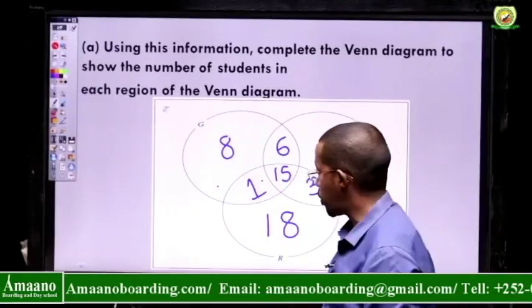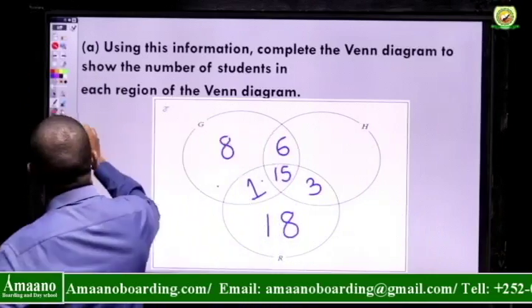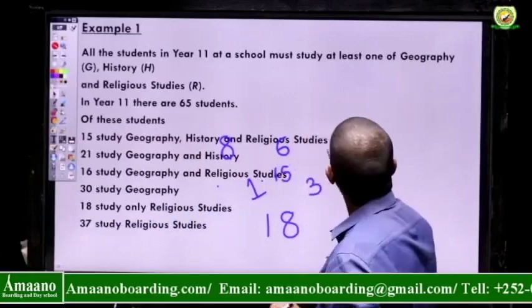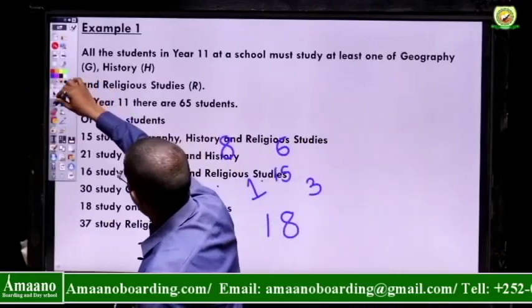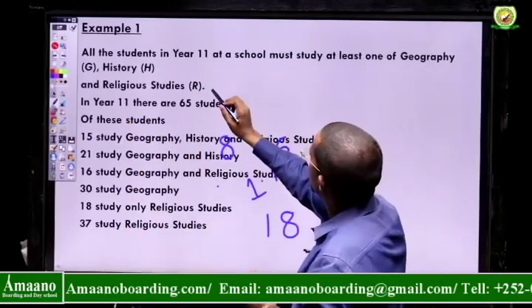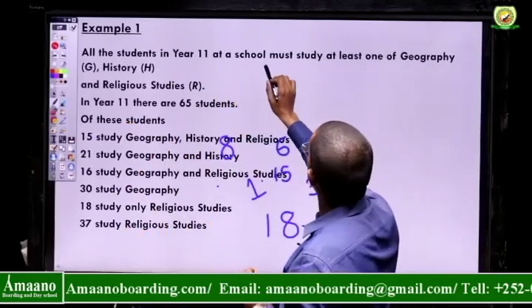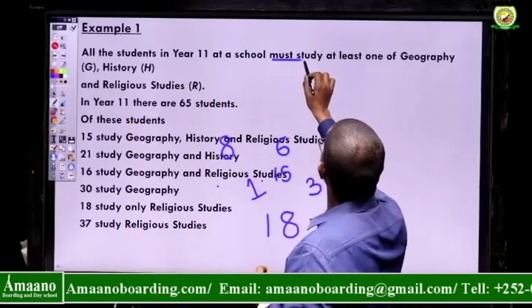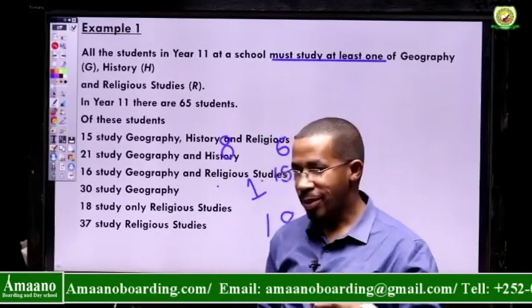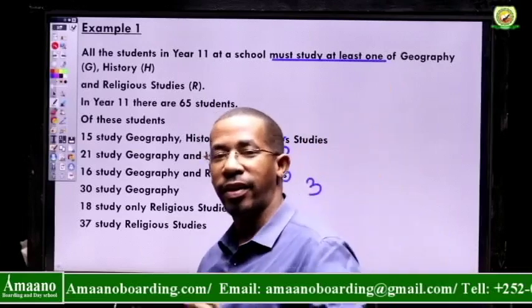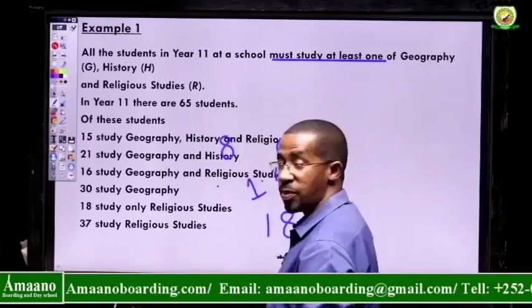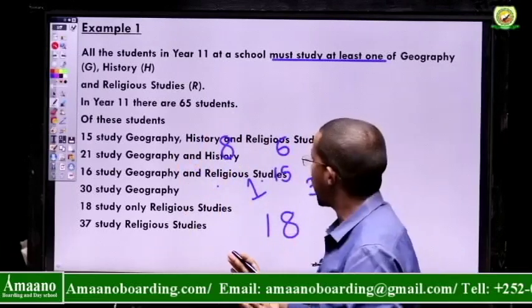Let us go back to the question and see if there is some information that can help us with that. If you read the question carefully, we are told all students in year 11 at school must study at least 1. So it means there is no student who is doing nothing. They must study at least 1. Okay? So that means outside the 3 rings there is nothing.